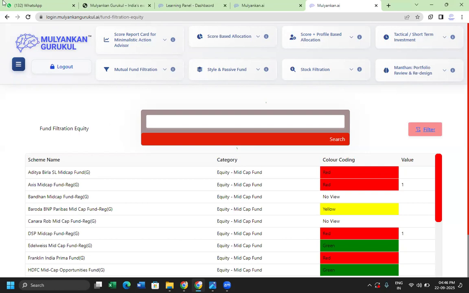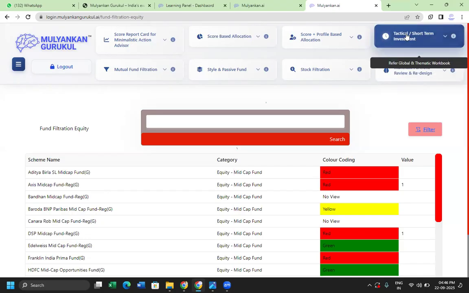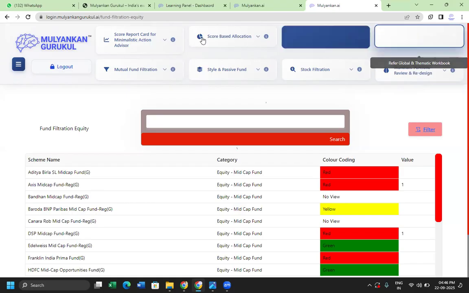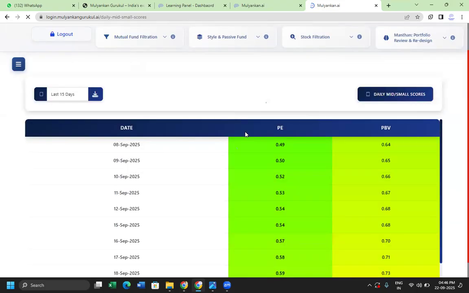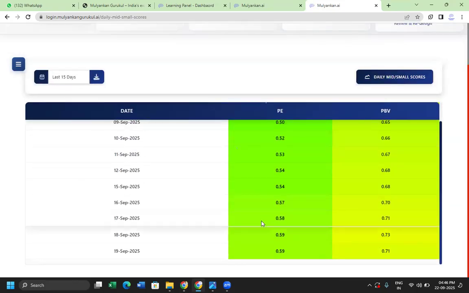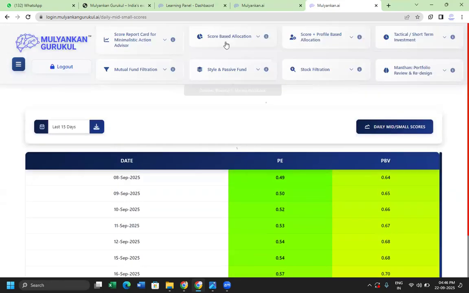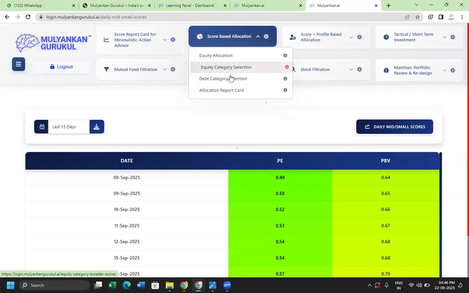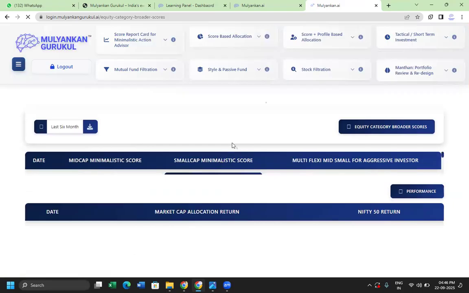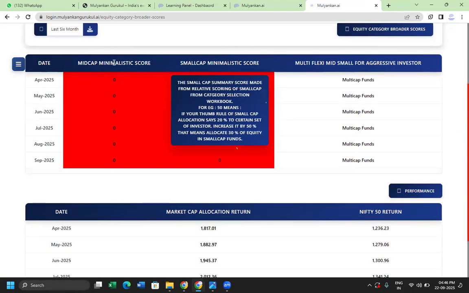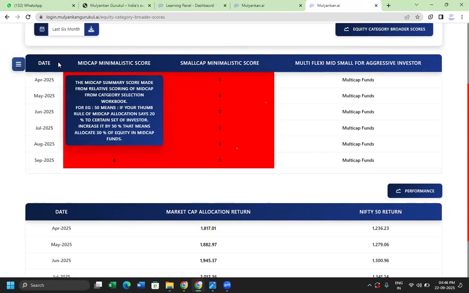Okay, sir. For the score-based allocation in equity allocation, as of now, mid cap and small cap score is showing in red. What does it mean? Both are showing as red on zero scores. That is a different way to study. Sir, whatever you study here, again, I will urge you, please put a cursor on a headline, everything is being written.